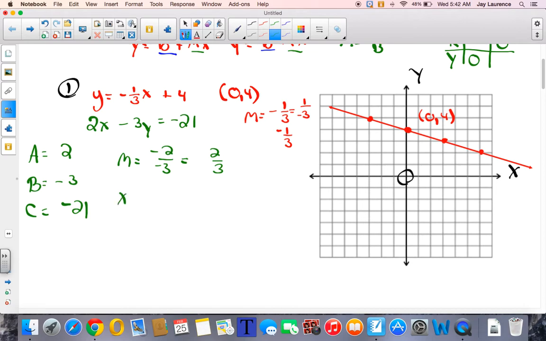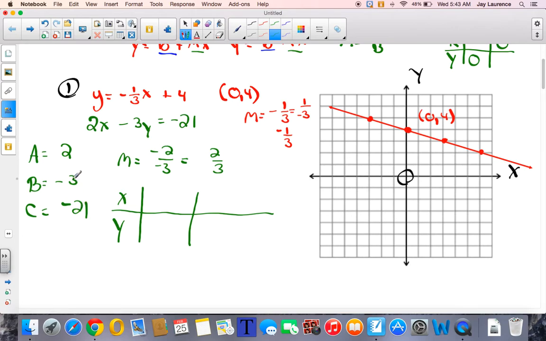Now I'm going to go find one of the intercepts. I don't need them, find them both. So many of you just automatically want to find the y-intercept. It's okay if it works, but it doesn't always work. Sometimes you get a real ugly number. In this case, the y-intercept is going to be the friendlier one. I can tell by looking at C and seeing if A or B goes in evenly to C. If it does, that's the intercept I want to find.